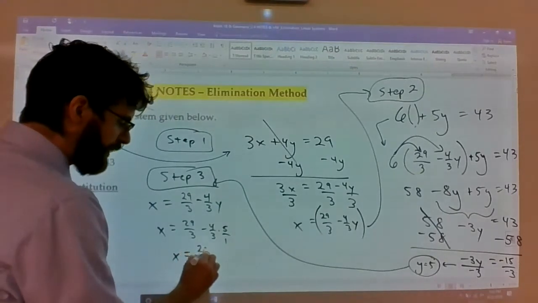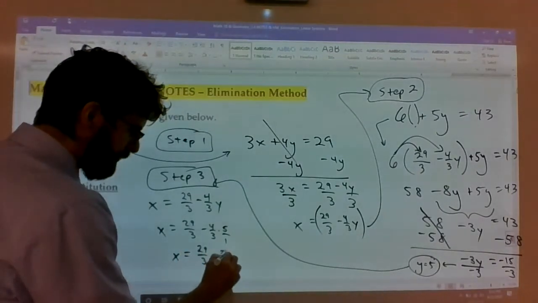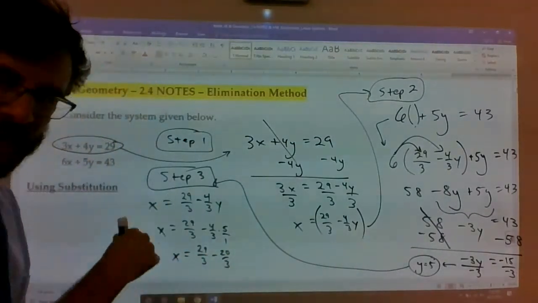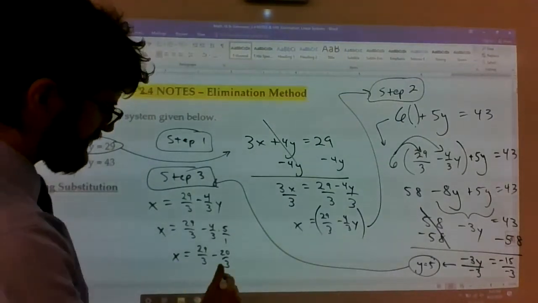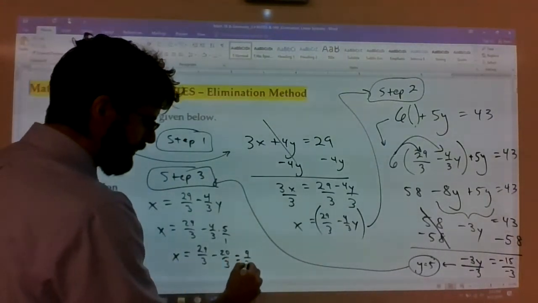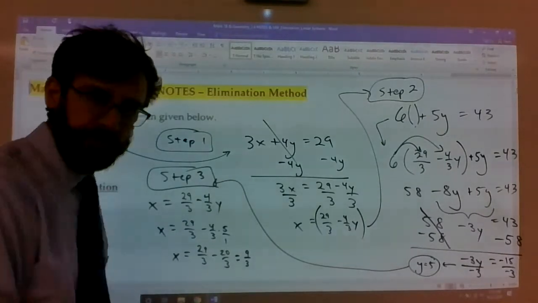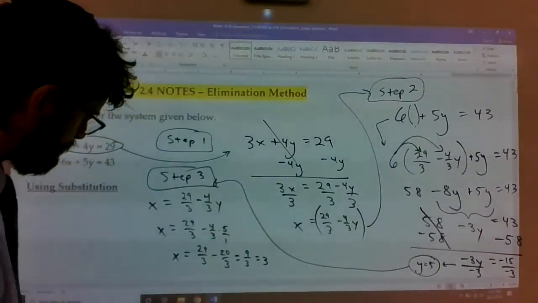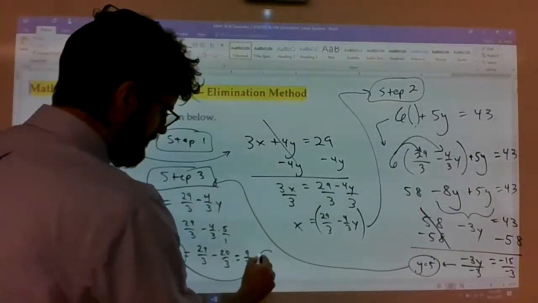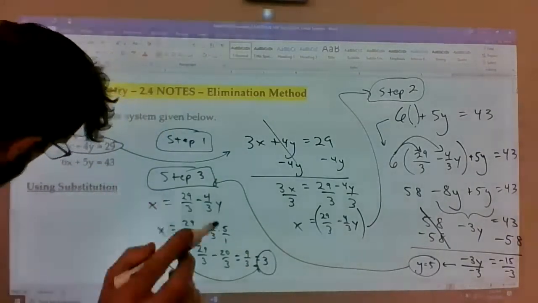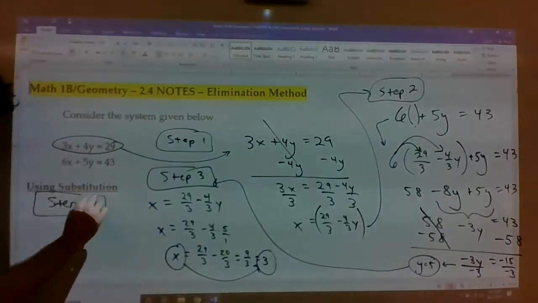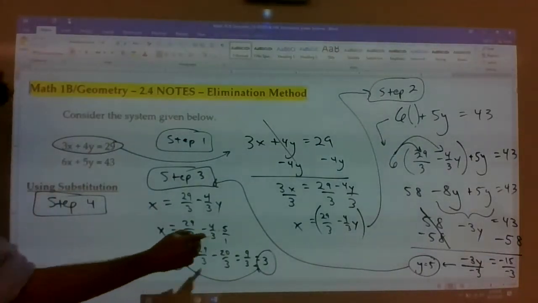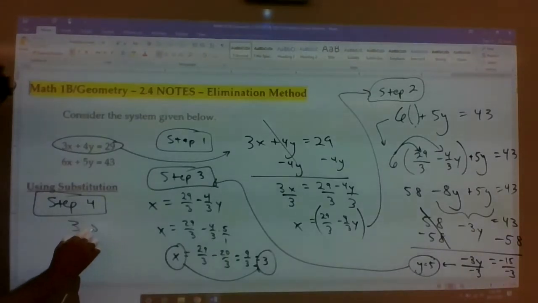So this is 29 over 3 minus 20 over 3. We've got the common denominator, so we can just subtract the tops. That's 9 over 3. That's 3. 9 divided by 3. Wow. Okay, so x is equal to 3. Step 4 is rewrite the solution. So 3 comma 5.